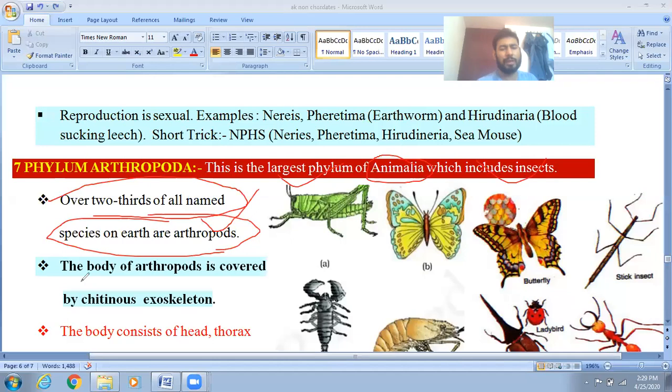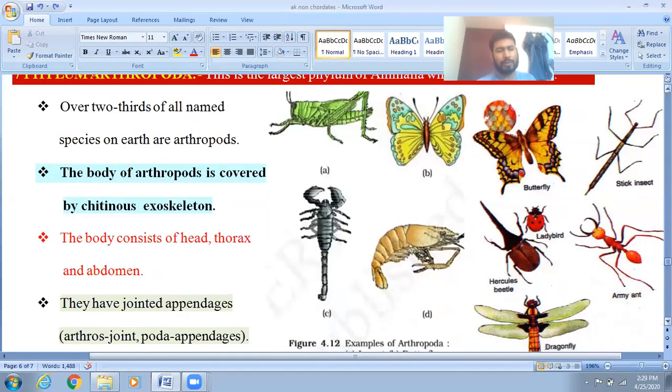The body of arthropods is covered by the chitinous exoskeleton. I had already told this. Next property of phylum Arthropoda: the body consists of head, thorax, and abdomen. So their body has three different regions.